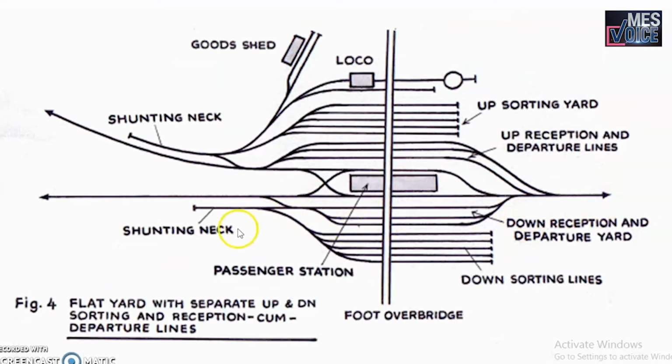This is also another flat yard with separate up and down sorting and reception cum departure lines. Here you can see where actually the sorting happens. And here it's a down reception and departure yard. Here also are down sorting lines. Here is an up sorting yard and here are down sorting lines. So different railway structures are designed for the sorting in and out of the transportation of freight.